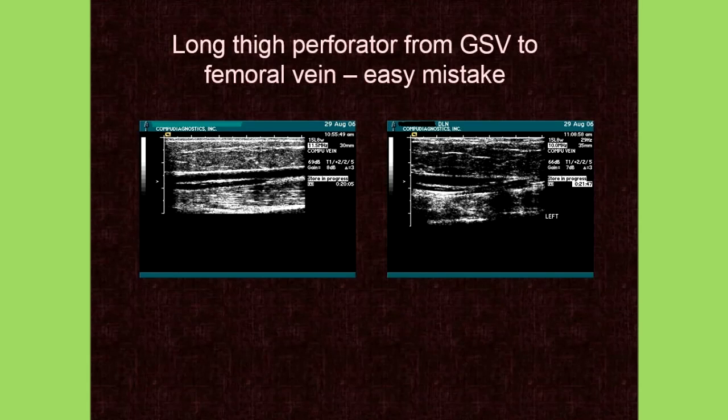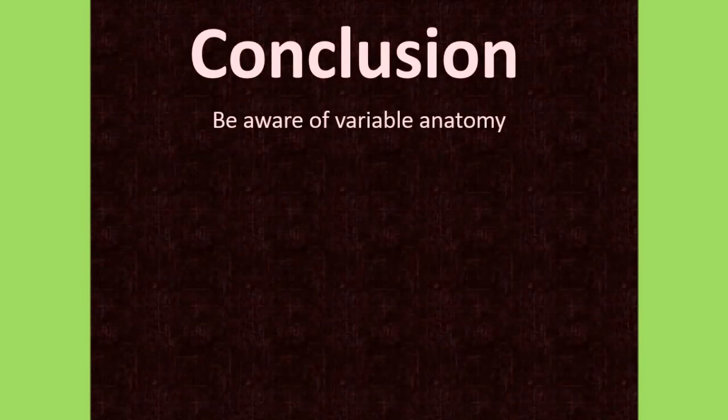This is an example of a long thigh perforator. You can see in the left-hand side image. The importance of this is it's real easy, as you're trying to do a thermal ablation procedure, when you're passing your guide wire, you can see on that right image that the wire is actually down into the perforator. And if you don't recognize that, you can end up treating either the perforator or even worse, the deep venous system with thermal ablation.